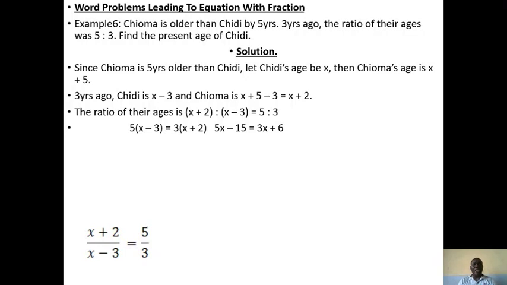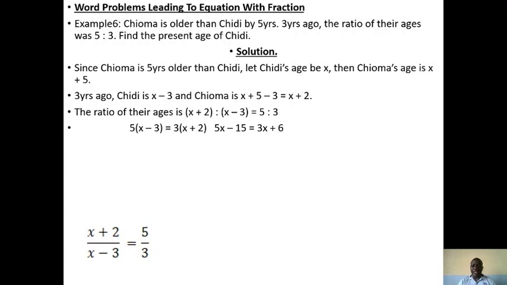Listen to this statement. It said Shoma is older than Chidi by 5 years. So you already know that if Chidi is 2 years, that means Shoma should be 7 years. If Chidi is 10 years, that means Shoma should be 15 years. So since Shoma is 5 years older than Chidi, let Chidi's age be x.